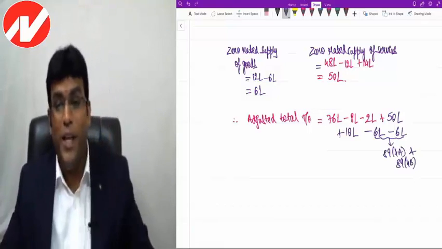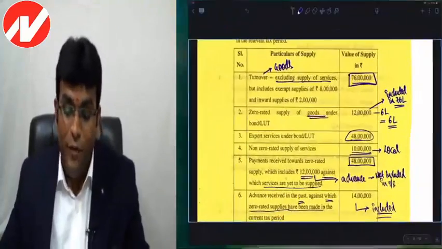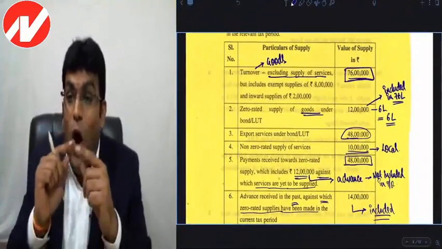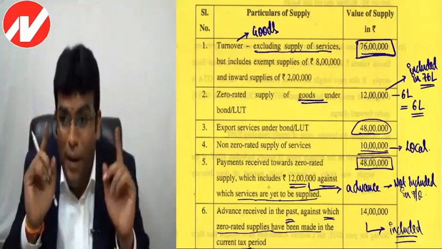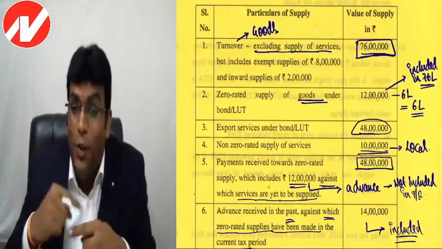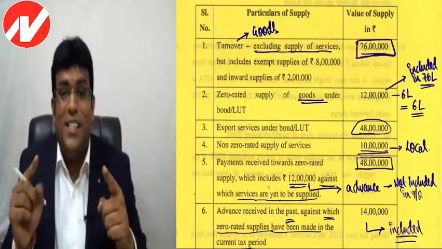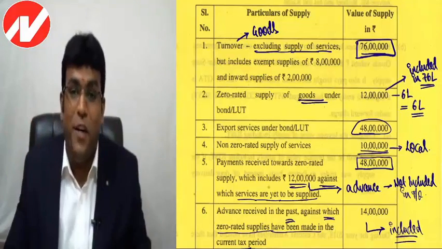So this question is being solved on some assumptions. If you assume that 12 lakhs is not included in 76 lakhs, your answer will change. I repeat one more time: if you assume that 12 lakhs is not included in 76 lakhs, your answer will definitely change, my dear friends.